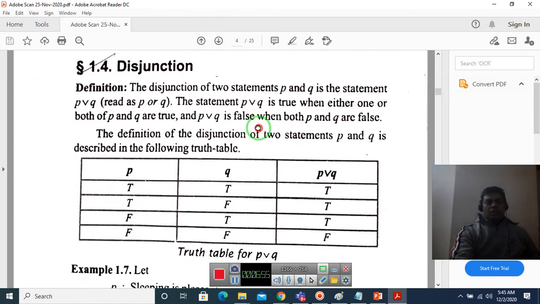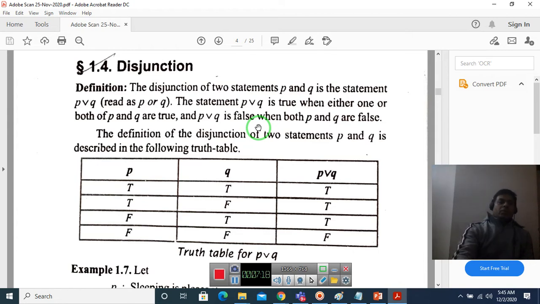There is another logical connective, the disjunction. The disjunction of two statements P and Q is written as P ∨ Q, or P or Q. The statement P ∨ Q is true if either one of them is true or both are true. P ∨ Q is false when both are false.